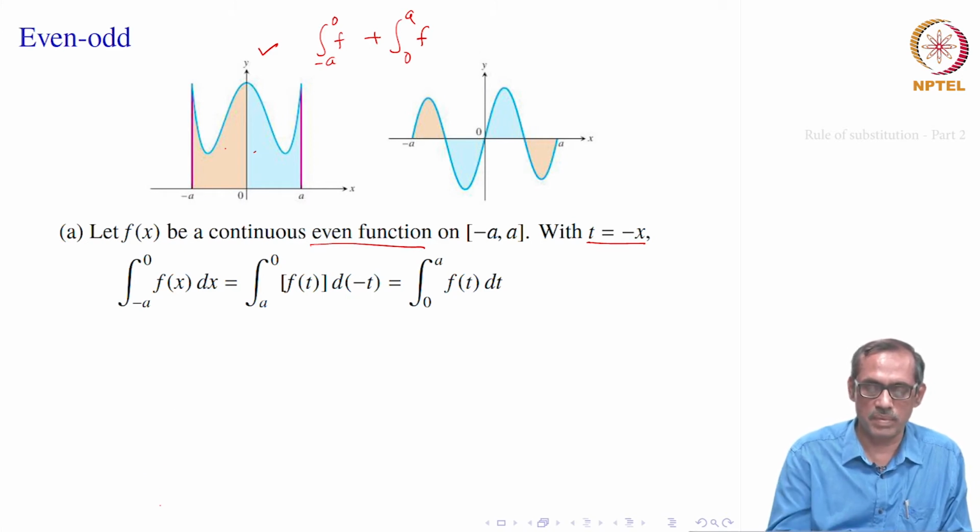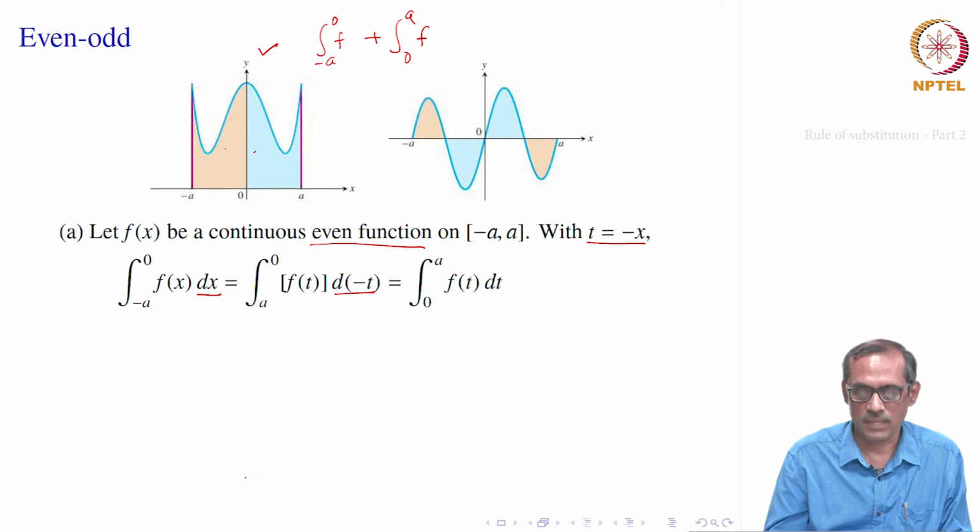So, it is the integral from minus a to 0 of f of x dx, which you can write with t equal to minus x. So, f of x is f of t, d of minus t, right, because t equals minus x. When x equals minus a, t becomes a, and when x is 0, t equals 0. So, a to 0. It is a rule of substitution now with t equal to minus x. The differential dx becomes minus dt, right. So, d of minus t. Then it gives the integral from a to 0 of f of t d of minus t, and that is the integral from 0 to a of f of t dt. See, minus a to 0.